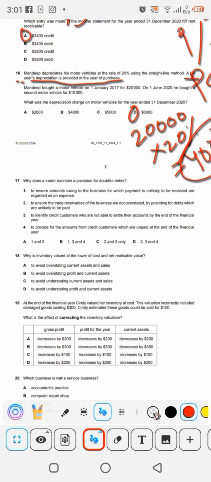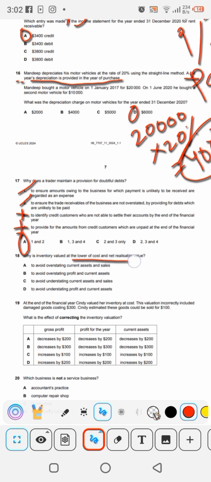So question number 17 says, why does a trader maintain a provision for doubtful debts? So number 1 is to ensure amounts owing to the business for which payment is unlikely to be received are recorded as an expense. This is correct. Then to ensure the trade receivables of the business are not overstated. This is correct. To identify credit customers who are not able to pay. This is wrong, because this is bad debts, not doubtful debts. To account for the amounts from credit customers which are unpaid. This is also wrong. So part 1 and 2 will be correct.